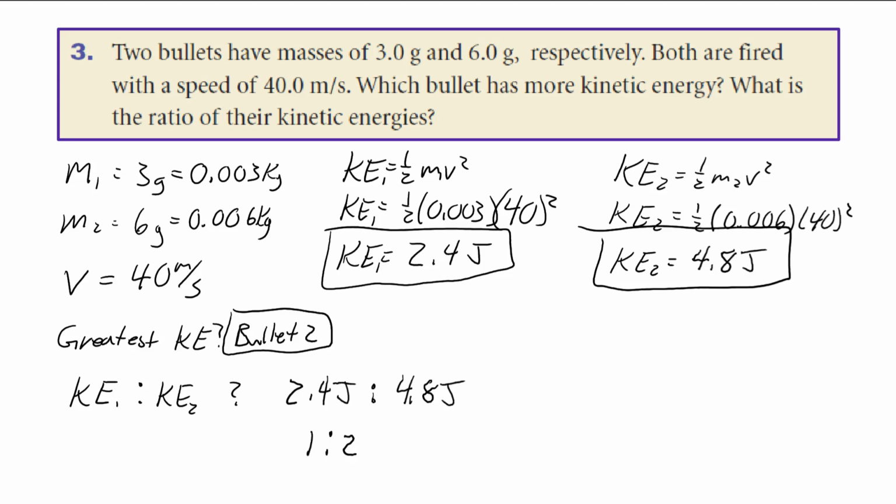You could also think of it this way. 2.4 divided by 4.8. That's going to be a ratio of, again, 1 to 2. I apologize, my computer seems to be a little bit slow, so it's making my pen wavy sometimes, but that's the ratio. I like 1 to 2 written like that personally. There is a way to do this without having to do the calculation above. It's just by looking at the kinetic energy formula.